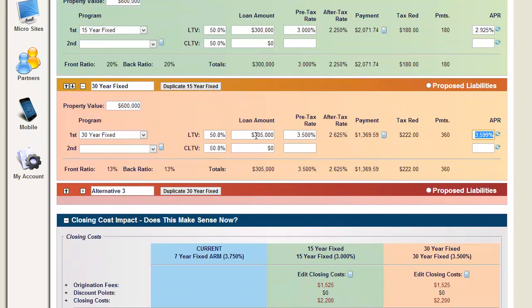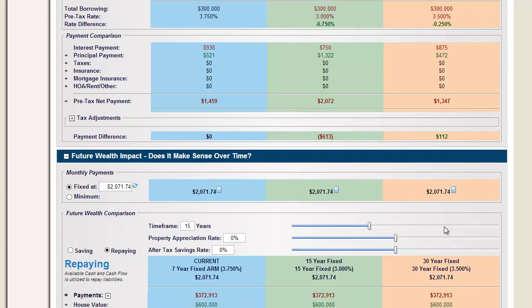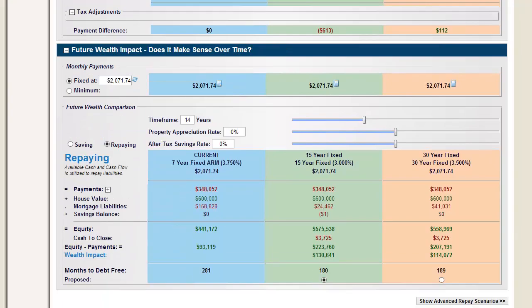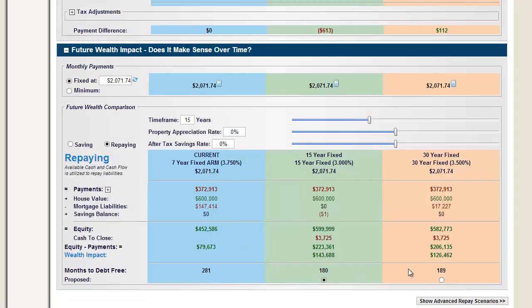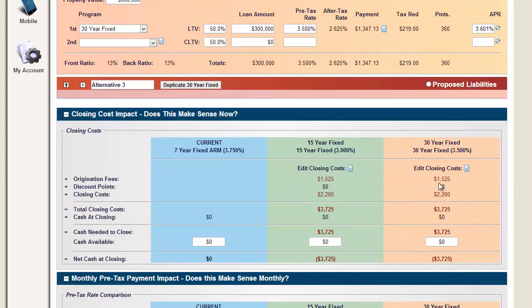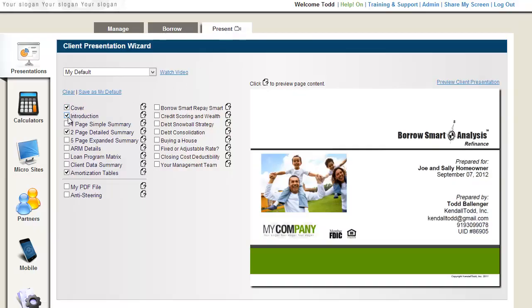So here, let's just go ahead and match these up. I'll make this 300, so my closing cost is the same. My payment's going to be lower than my current 7-year ARM. That sounds great, but that still didn't help me with my question of what's the best scenario for me over the next 15 years. And I can see here 281, 180, 189. So the 30 at 3.5 adds 9 months to my time before I'm able to pay that off. Now, if I'm going to present this, I wouldn't present the 30 because I know it's just not going to make sense. But let's just leave it in there so I can give them a comparison of the two.